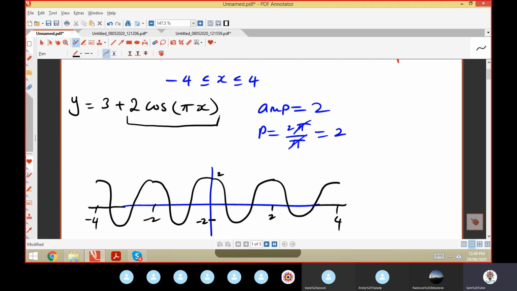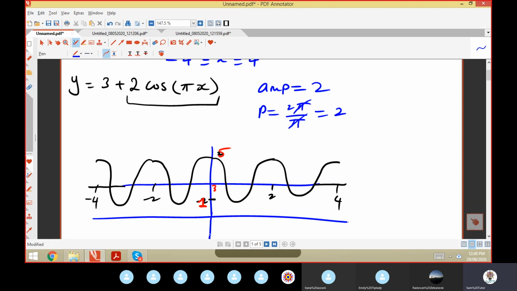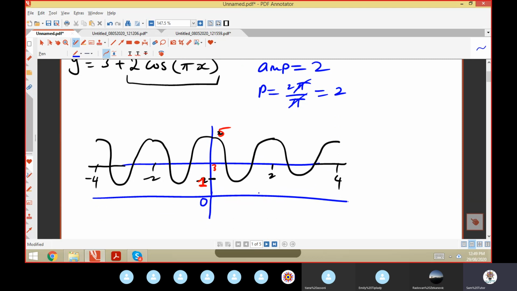For this, that's 2 cos pi x. And then very easy now, I'm going to plus 3. So that means this number now is no longer at 2. It is 5. This number is no longer at 0. It is at 3. This number is no longer at negative 2. It is at 1. And then obviously your new axis is this. 0. And there you go.